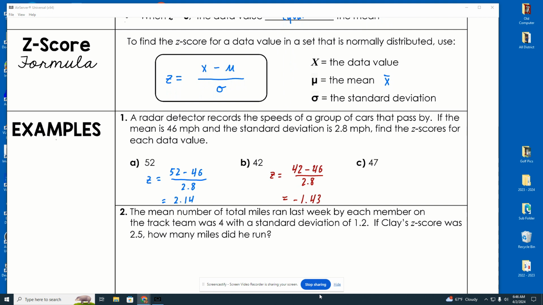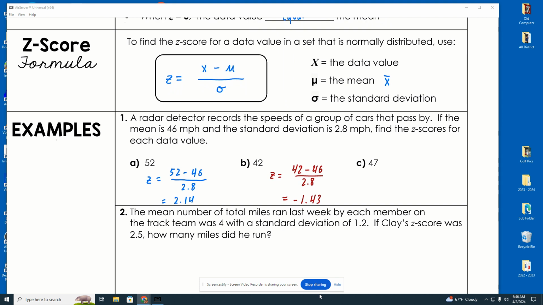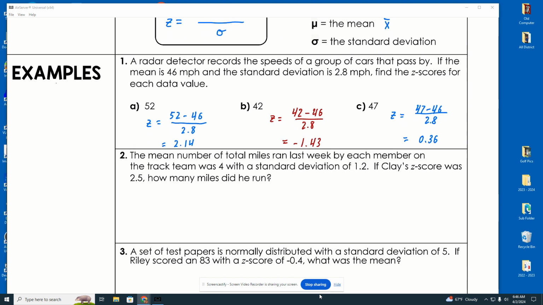Okay, that negative would tell me just direction. It's basically directional. All right, and then the last one, obviously, same thing. We're going to use our calculation, 47 minus 46 divided by 2.8. Very simple, and here you get 0.36. So 47 is 0.36 standard deviations above the mean. And that's really it. That's all there is to it.